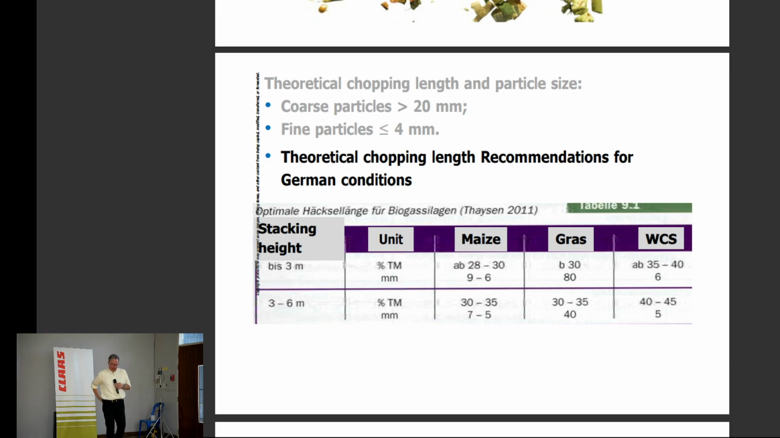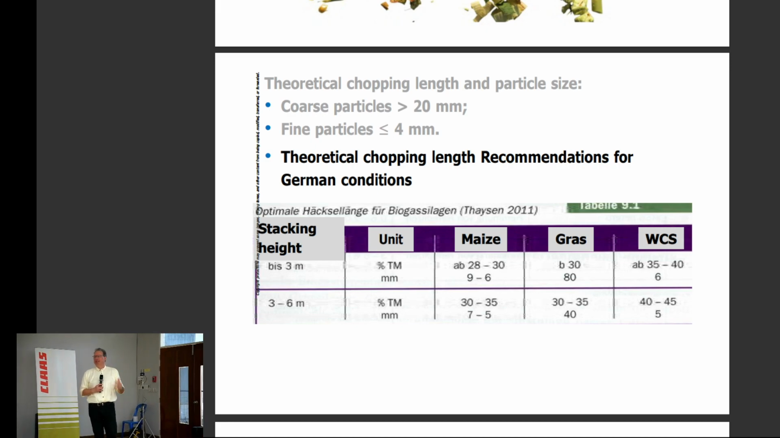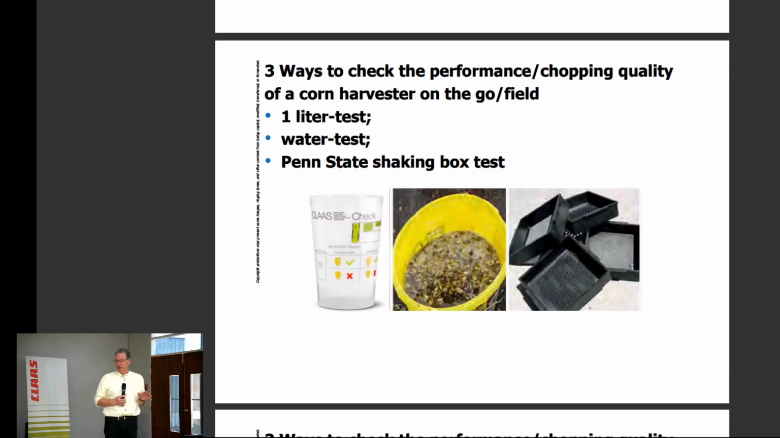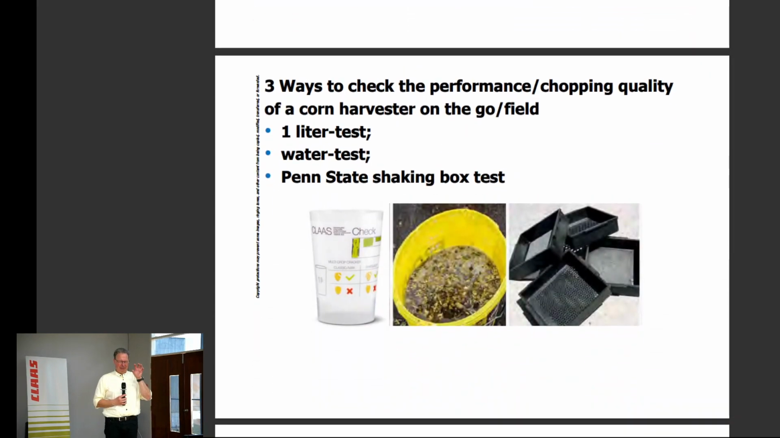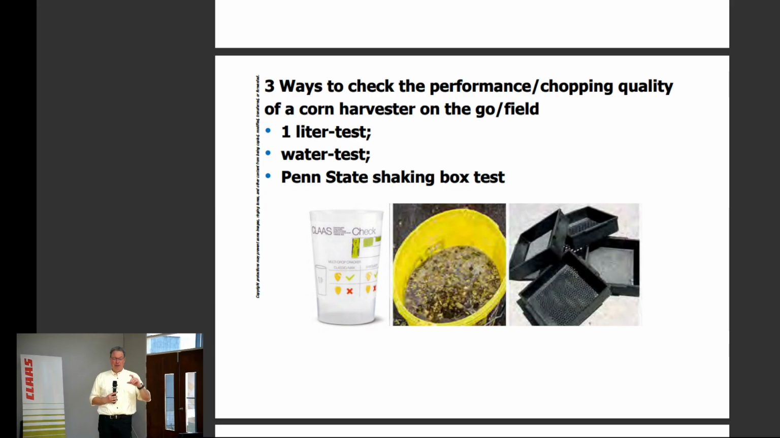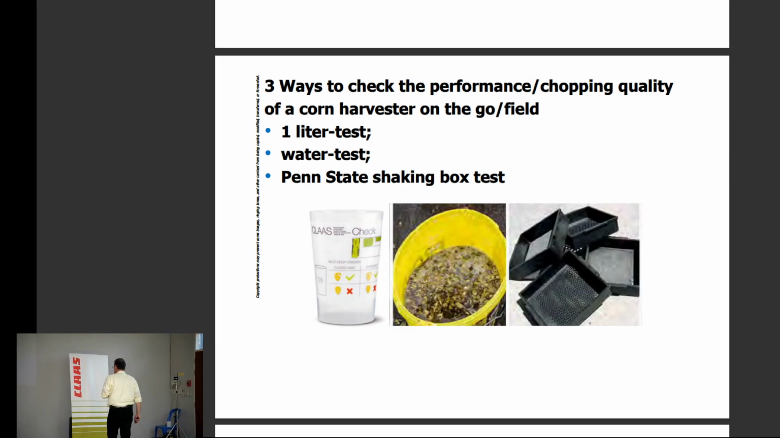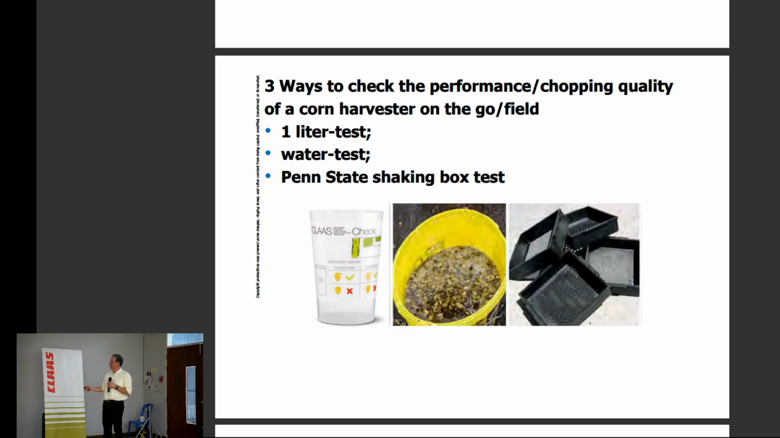And now we come to, let's call it, the simple method. What can I do if I would like to check? I already told you it is important to always check at regular intervals how the silage looks, or the chopped corn, to be honest. And I just want to mention 3 different tests. There's the 1 liter test, the water test, and the Penn State shaking box.